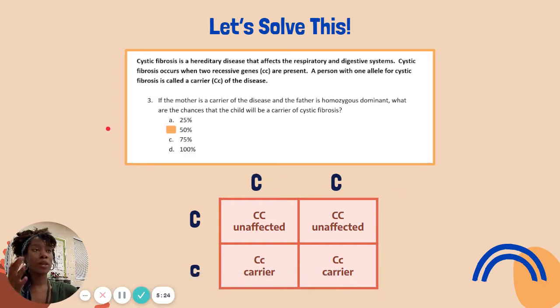Okay. If you're still struggling with simple Punnett squares and word problems, you definitely need to reach out to me and let me know, because we're about to do dihybrid crosses, which are way bigger.